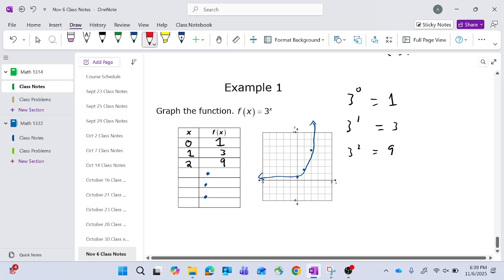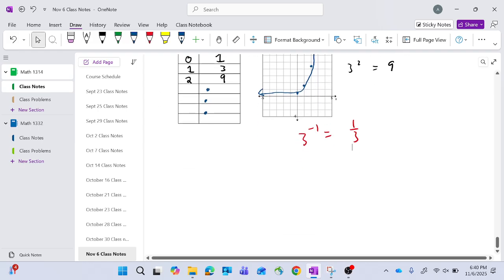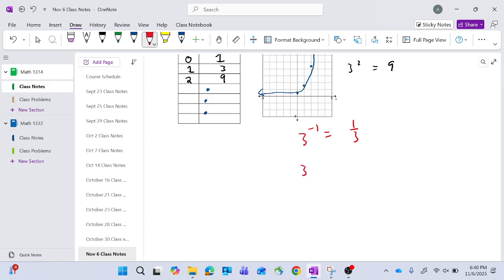And do y'all know how negative exponents work? So if I say 3 to the negative 1, do y'all know what that is? It's a fraction. So anytime you have a negative exponent, you flip the base itself. So 3 to the negative 1, well, that is 1/3. 3 to the negative 2, well, that's 1/3 squared. Or in this case, 1/9.